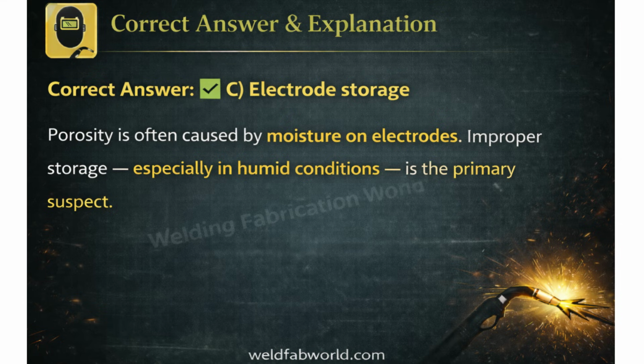Answer C. Electrode storage. Porosity is often caused by moisture on electrodes. Improper storage, especially in humid conditions, is the primary suspect.